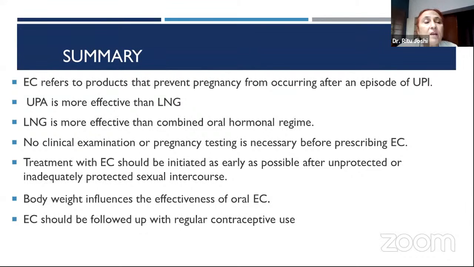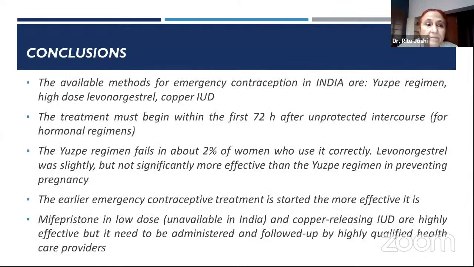So summarizing here, EC refers to products that prevent pregnancy from occurring after an episode of unprotected intercourse. Ulipristal is more effective than levonorgestrel. Levonorgestrel is more effective than the combined oral hormonal method, and no clinical examination or pregnancy test is required before prescribing the ECs. Body weight certainly influences the effectiveness of the oral ECs, and it should be followed up with a regular contraceptive method.